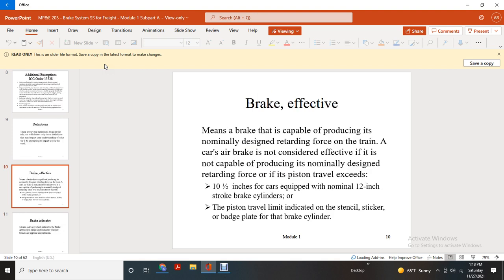Brake, effective, means a brake that is capable of producing its nominal design retarding force on the train. A car air brake is not considered effective if it is not capable of producing its nominal design retarding force, such as when the piston travel exceeds 10.5 inches on a car equipped with a nominal 12-inch stroke brake cylinder, or piston travel limits stenciled or stickered on the car or on a badge plate for the brake cylinder.